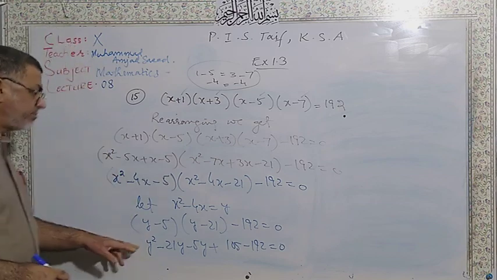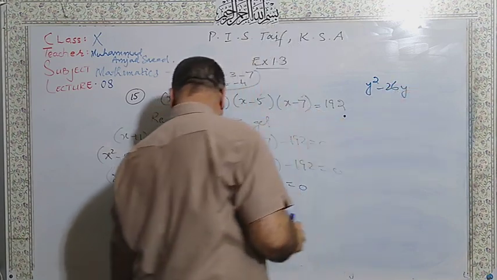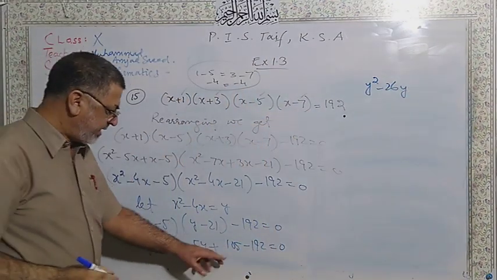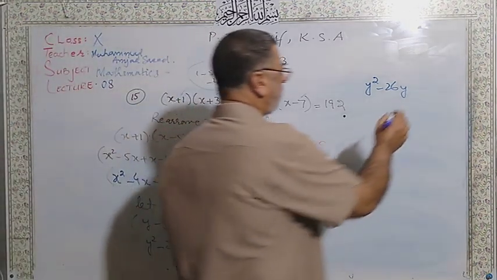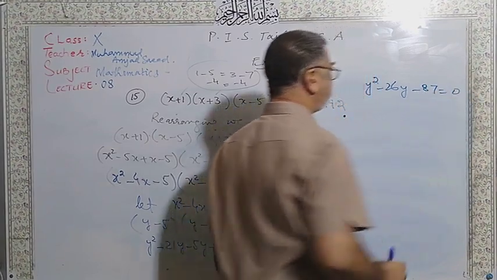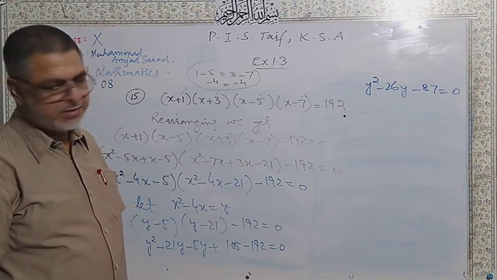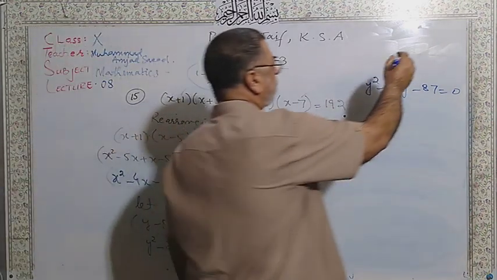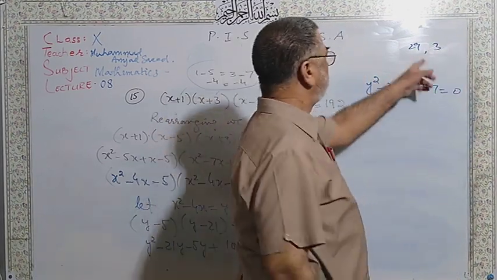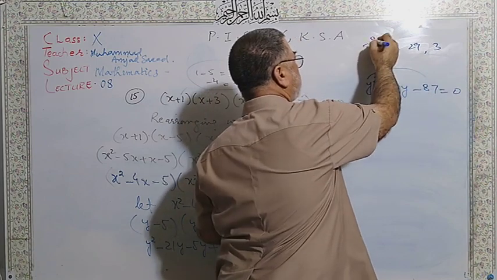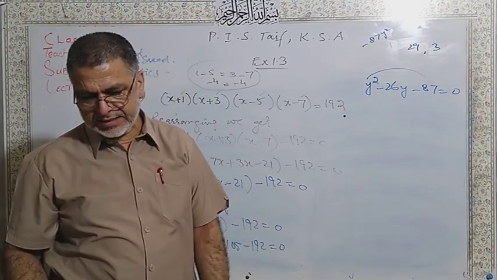Here is y square minus 26y and plus 105 minus 192, that will be equal to minus 87, equal to 0. Here we have to make the pairs 29 and 3, because after multiplying you will get minus 87, and adding, subtracting, you must get minus 26.